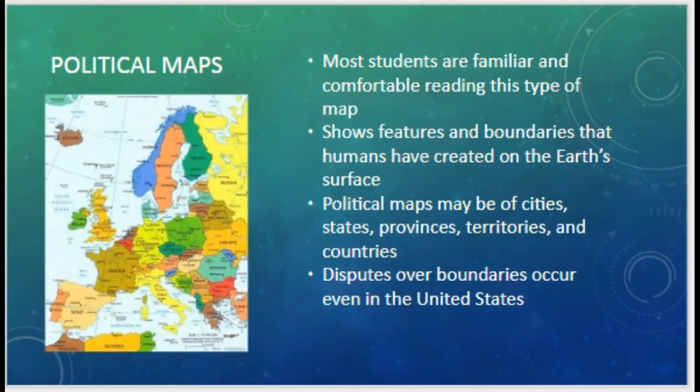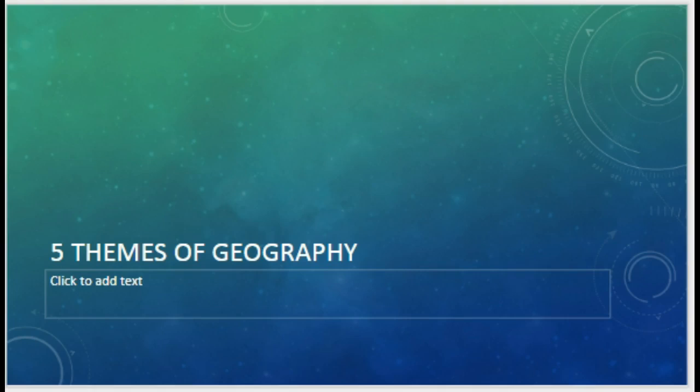Political maps. Most students are familiar and comfortable reading this type of map. It shows features and boundaries that humans have created on the Earth's surface. Political maps may be of cities, states, provinces, territories, and countries. Disputes over boundaries occur even in the United States.